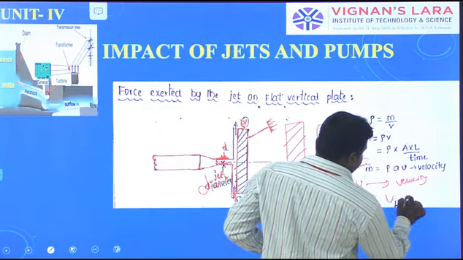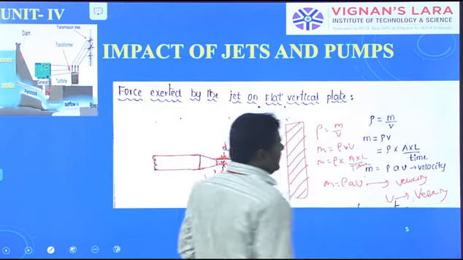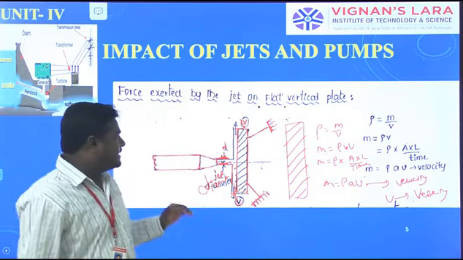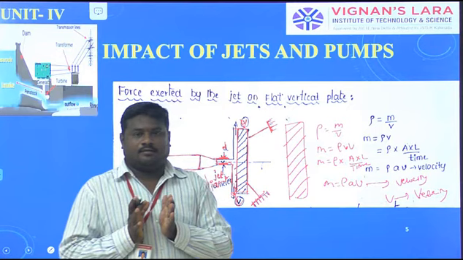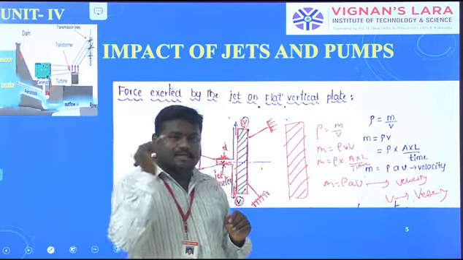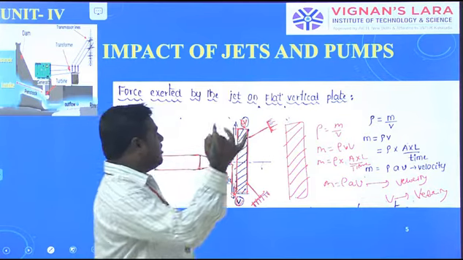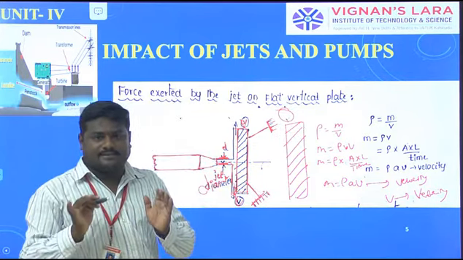Okay, so V is in the sense of velocity. Is it clear? Now I will explain. The jet is in the form of the flow of water. So jet means the force exerted on that particular body. That point is the jet.